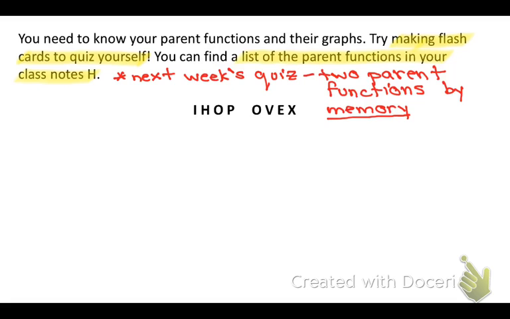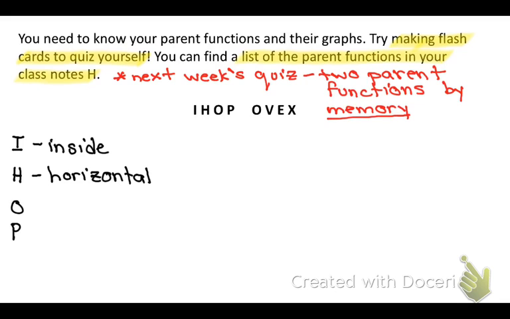Now, once you know your parent functions, it's real easy to move them around. Left, right, up, down, maybe a reflection over an axis. And I've got a little acronym here, IHOP and OVEX, that will help you remember what some of those transformations are. When we talk about IHOP, the I stands for inside. The H stands for horizontal, so we're talking about moving left and right. And the O and the P are actually grouped together, and they stand for opposite.